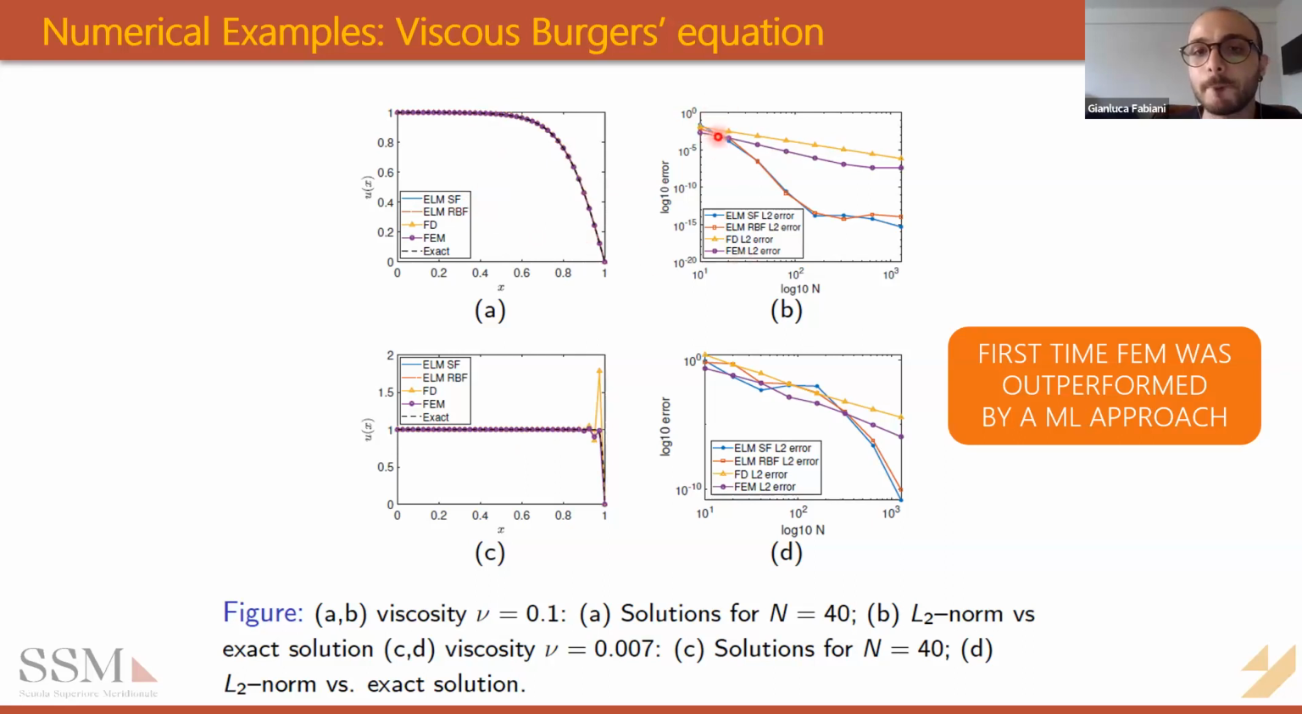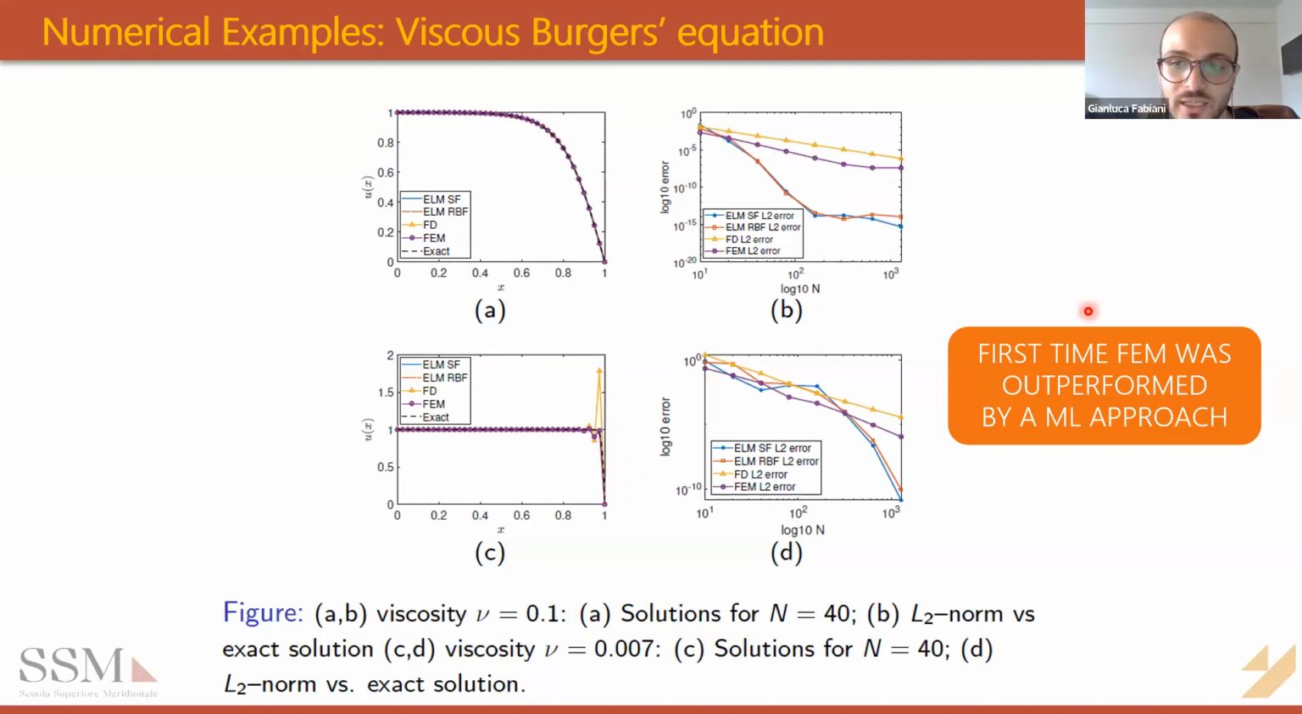We have in yellow the convergence of finite differences with respect to the collocation points, with the L2 error. You can see also the convergence in purple of finite elements, while with sigmoid activation functions and radial basis functions, we have a very good convergence. We can actually get to a very low error, of the order of 10 to the minus 15 in the L2 error. This is very close to machine epsilon, and we were able to do this also when we have a boundary layer. And so as you can see, this was the first time that a machine learning approach can outperform finite elements.